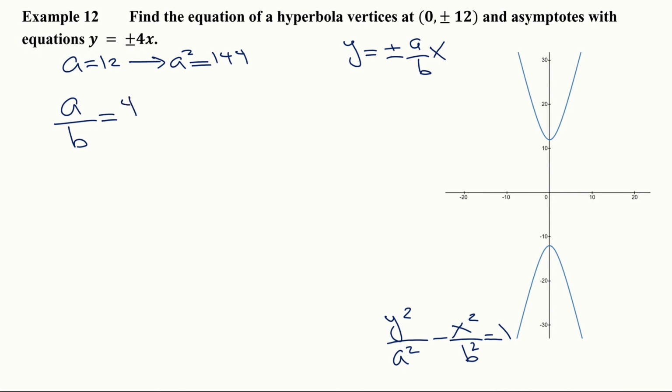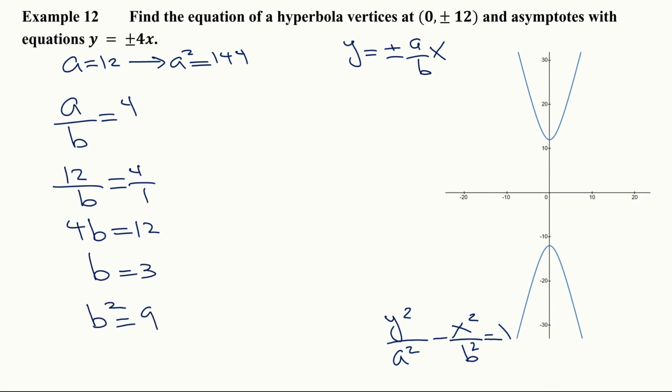So we know what a is. A is 12. So 12 over b equals 4 over 1. Cross multiply, so we get 4b equals 12. So b equals 3, which means b squared is 9, right? Now we're ready to write the equation.